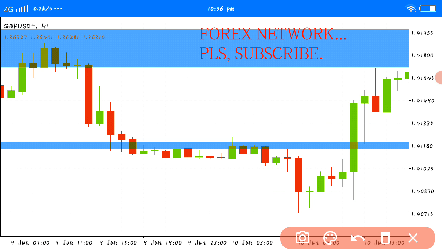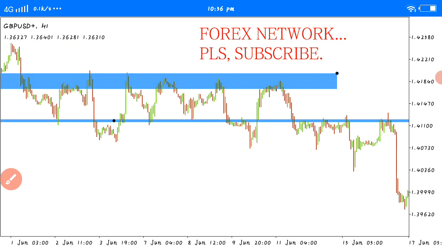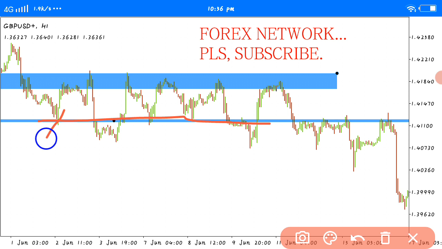Let me just do first a recap of everything I've said earlier. I said support is a level where buyers are likely to come into the market. So which is this level? Because you can see it, buyers came in here, buyers are here, buyers are here. And again, when support gets broken, it becomes a resistance around here. So those are the major ones. Just put that in your mind.